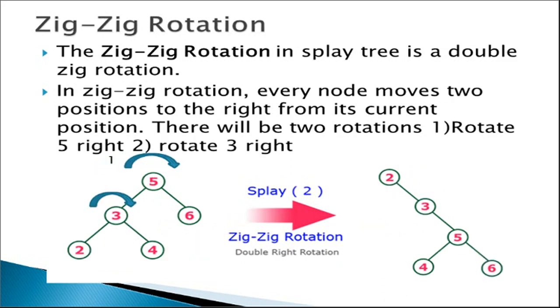Now the next rotation is zig-zig rotation. Now over here the element which we want to access has a grandparent. So over here suppose I am accessing 2, 2 has one parent, that is 3, and grandparent 5. So at this position we are using 2 rotations, so that is called zig-zig rotation. Now in zig-zig rotation, first we rotate the grandparent to the right, and then we rotate the parent to the right. So after 2 rotations we get this tree. So 2 is at the root position.